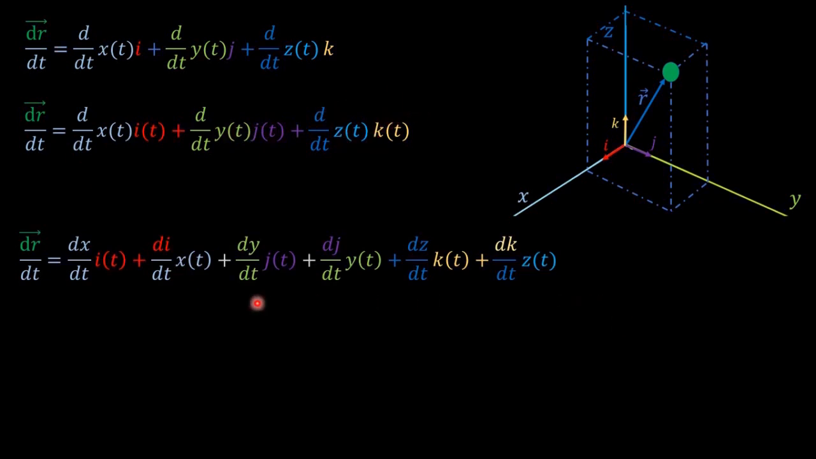So this is the expression we get if i, j, and k are not fixed and they become functions of time. We will look at this motion later on, but for now we're going to say i, j, and k are fixed, which means their derivatives would be 0.